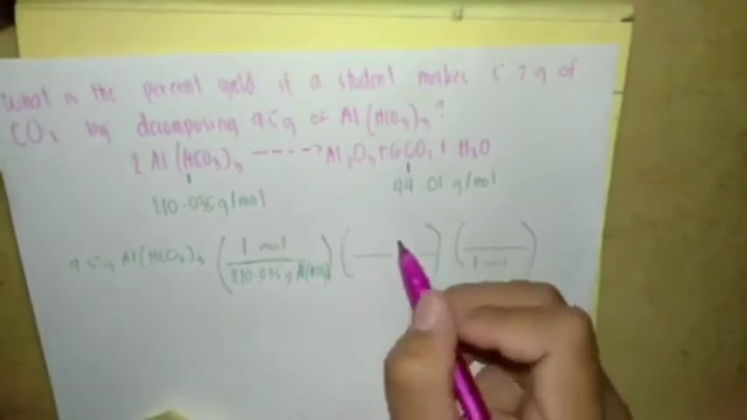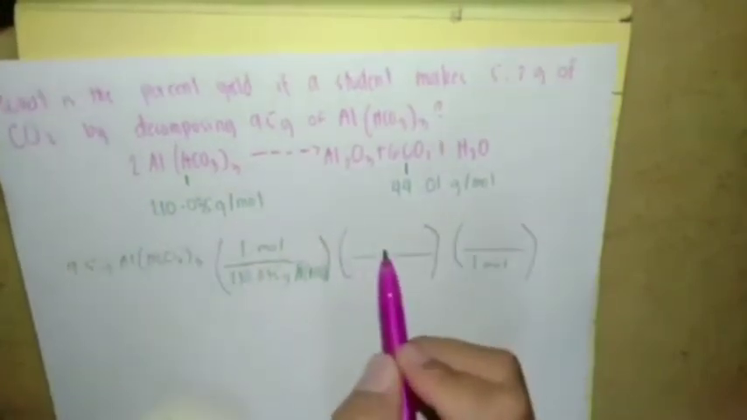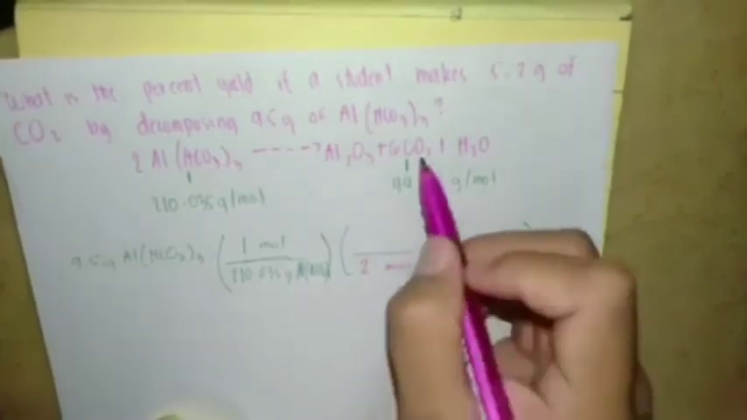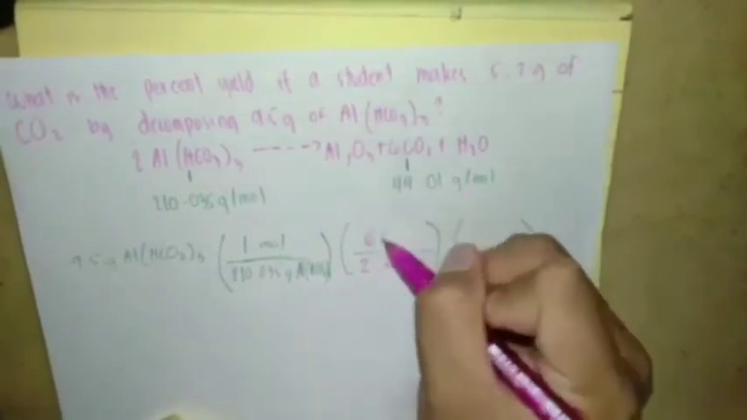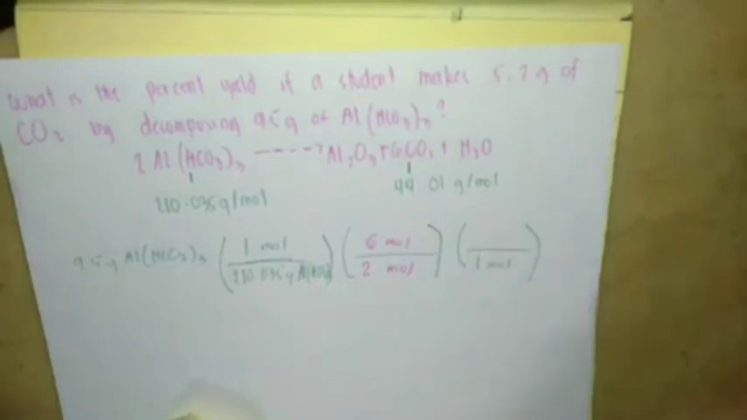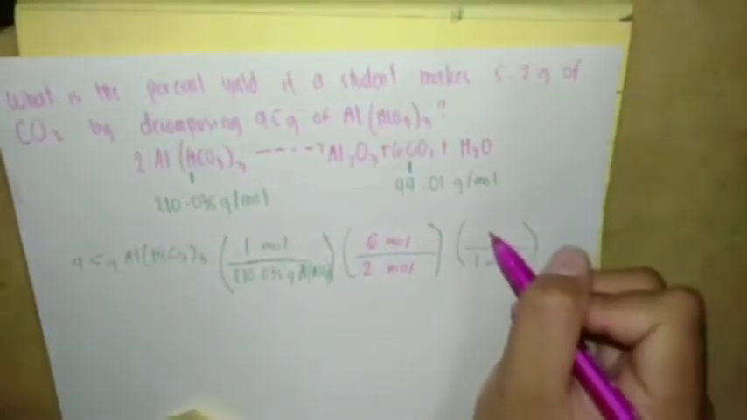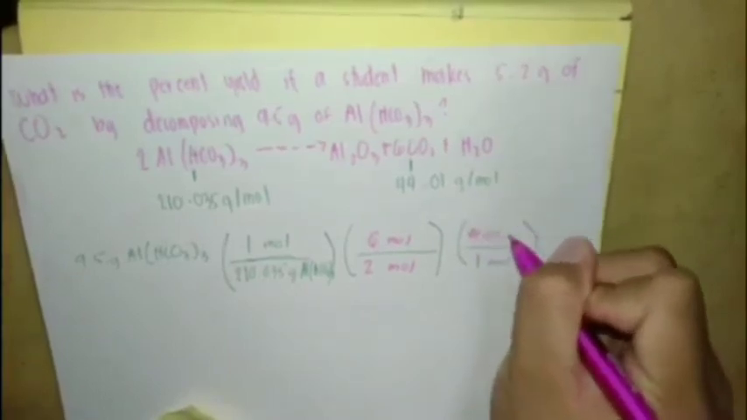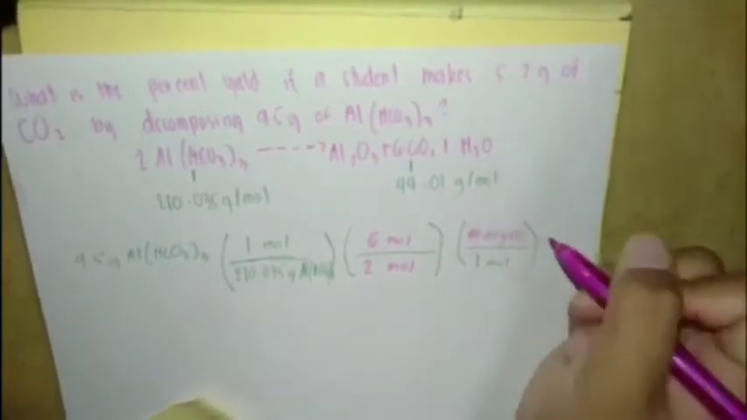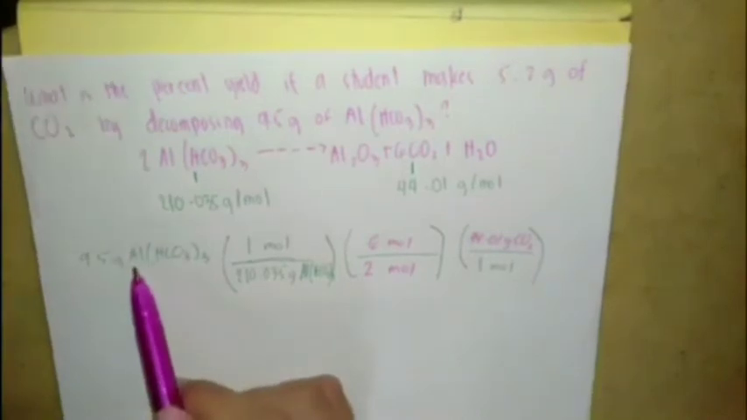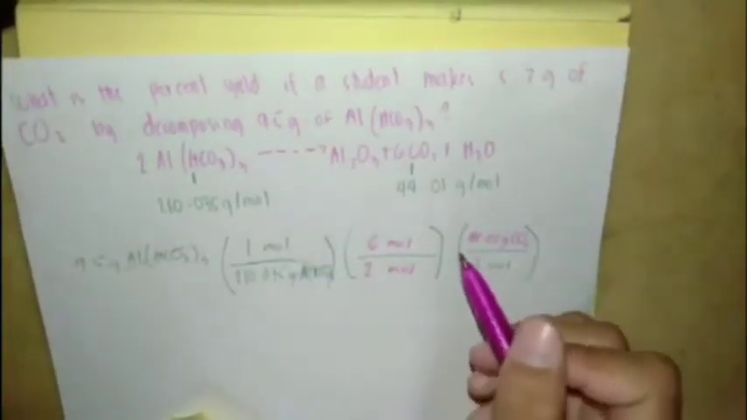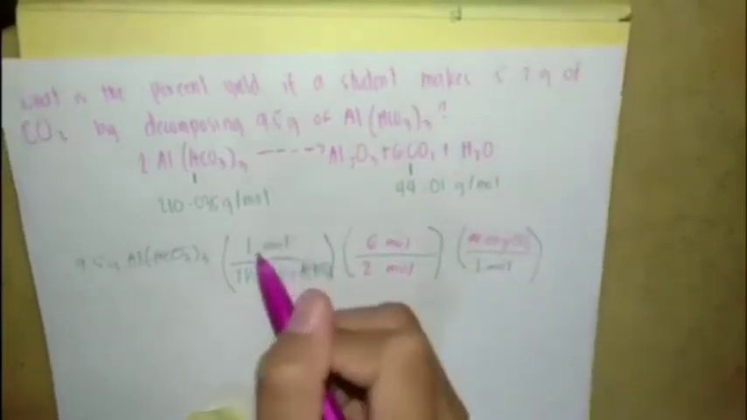And in this part, we will put the coefficients. The 2, let's put here, 2 mole. And this one, the carbon dioxide, 6 mole. In this last part, what we will put is the carbon dioxide's molar mass, which is 44.01 grams CO2, like that. Since what is in here, we have to cancel it out. Cancel it out, and this one too, since they are both in here.